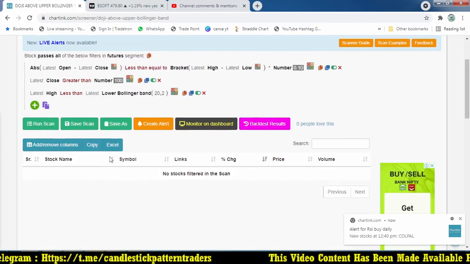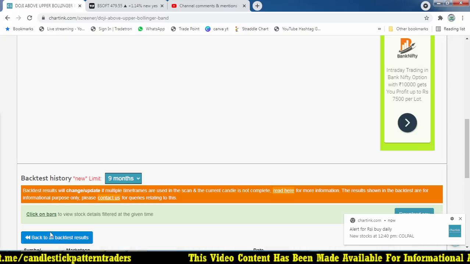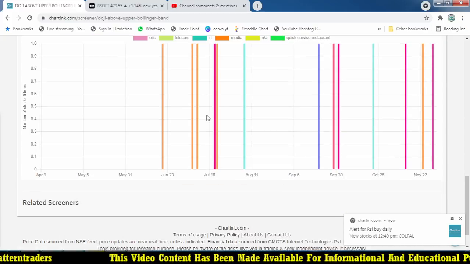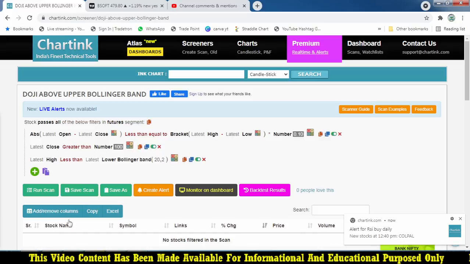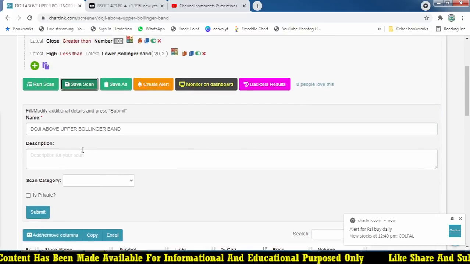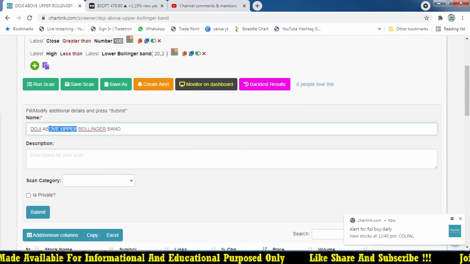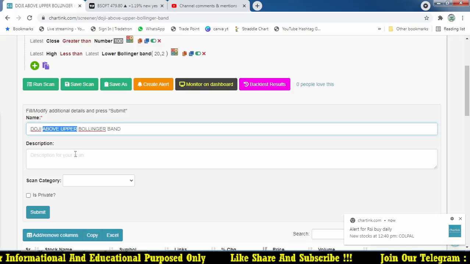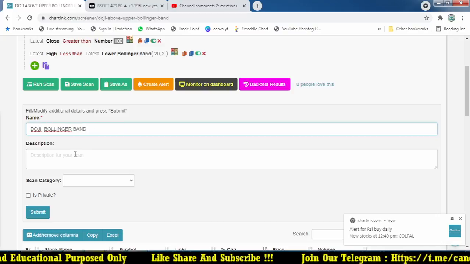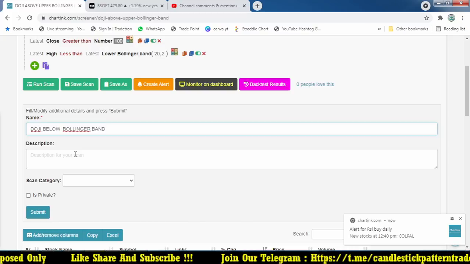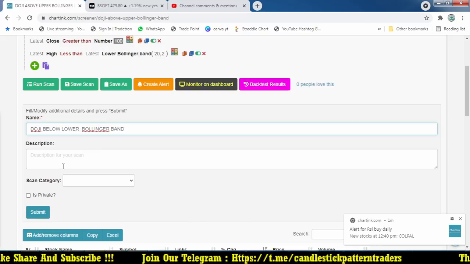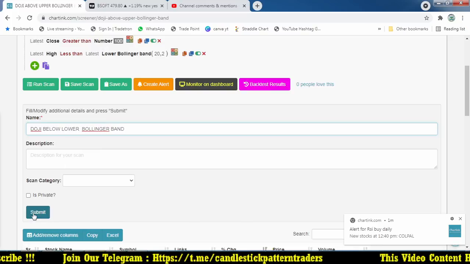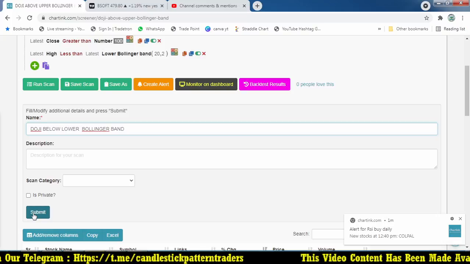So let's run the scanner. Today we didn't find many, but we have a lot of stocks recently. Let's save the scan now: lower Bollinger Band, Doji below lower Bollinger Band. Nothing else changes. You can create your own scanner and dashboard.